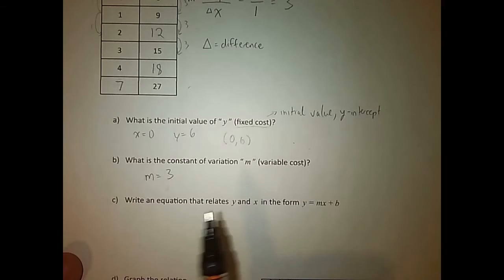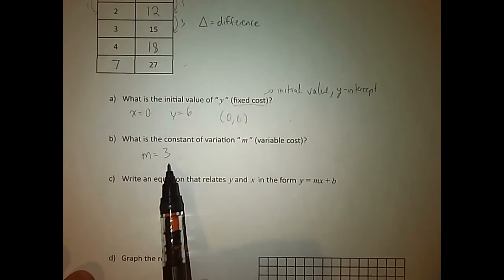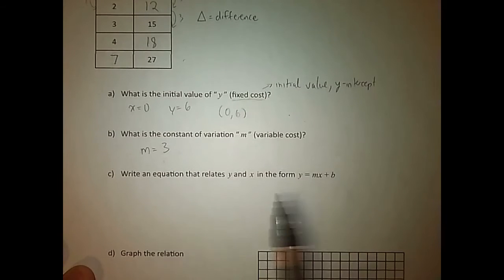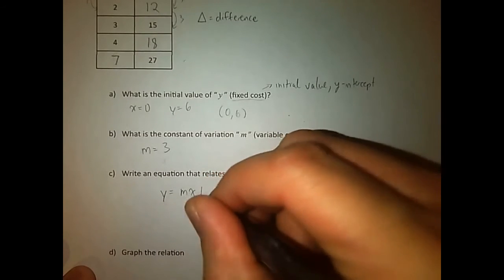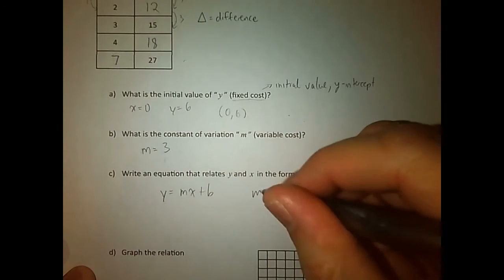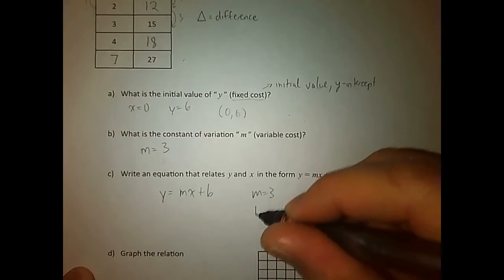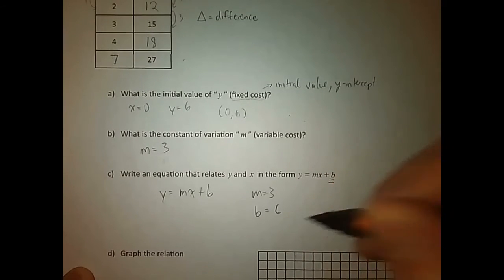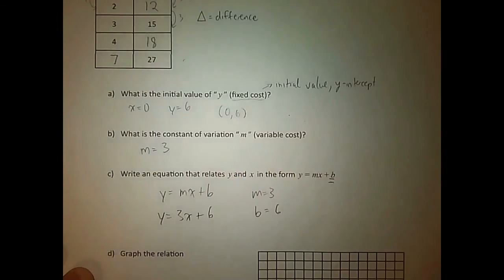So now that we have the fixed cost, which we said was 6, and we have the constant of variation, we can write an equation for that. y is equal to mx plus b. We said m is equal to 3, and our fixed cost is actually that letter b there. So the fixed cost is 6, so y is equal to 3x plus 6.